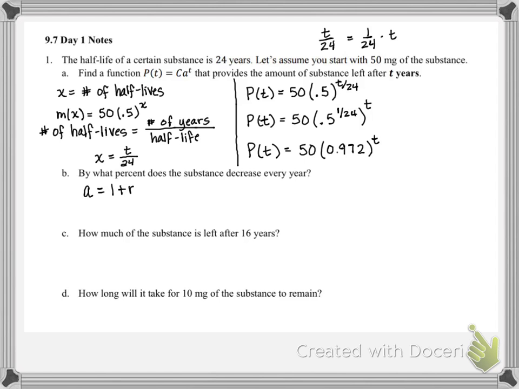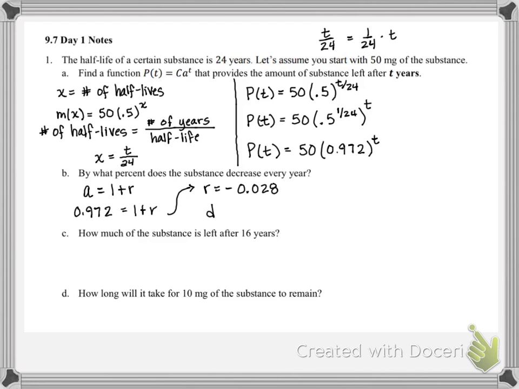So if we want to know what percent the substance decreases by each year, we're looking for our decay rate, the rate at which we lose the substance each year. So A is 0.972, which, if you forget that, is right here. I promise we won't use an A or an R in a place where it doesn't represent the A and the R in this formula. So when we're talking exponential growth, every time we use an A, that's your growth or decay factor, and every time we use an R, it's going to be your growth or decay rate. So A equals 1 plus R, which gives me R equals negative 0.028.